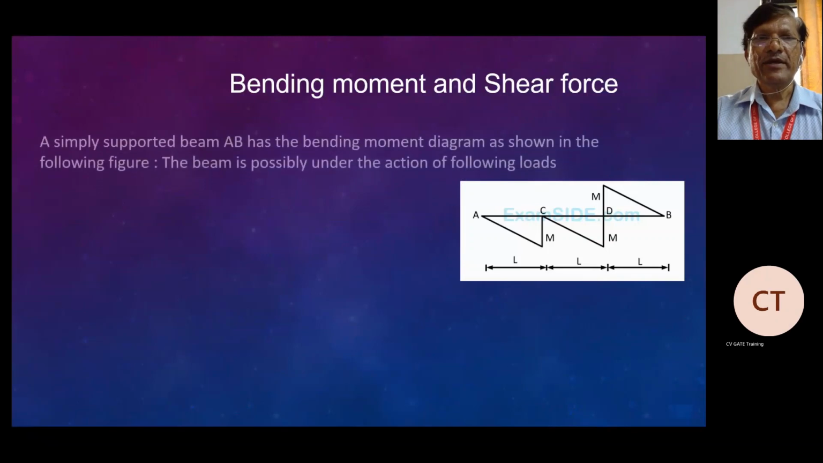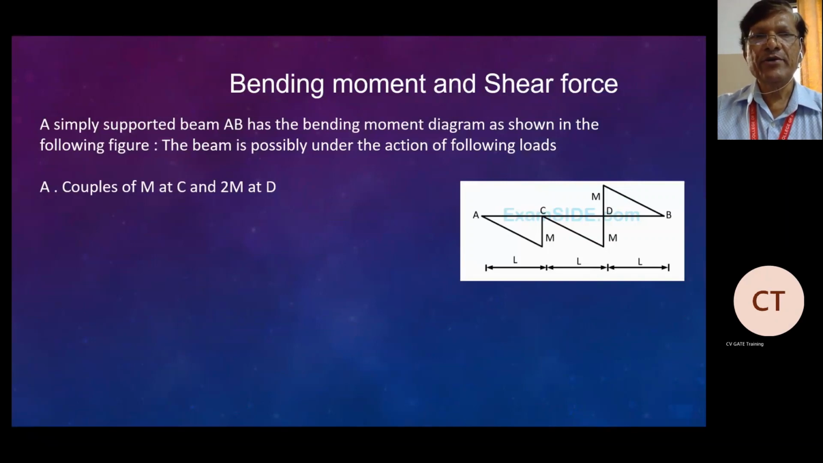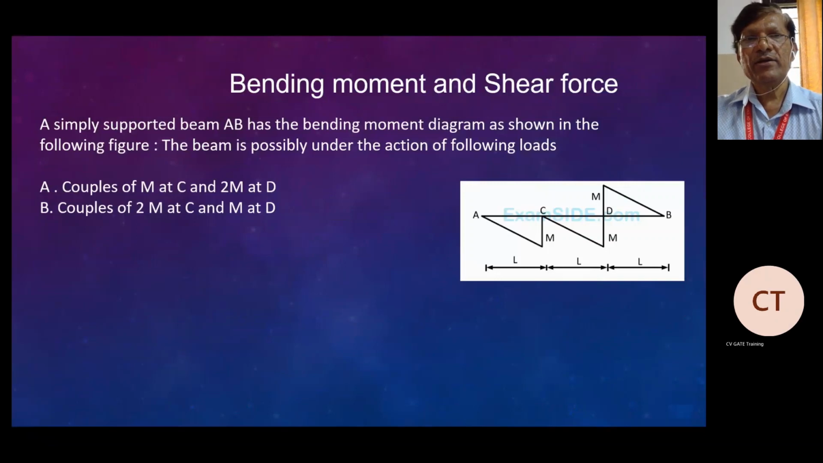So similarly, we will take this one. The simply supported beam AB has the bending moment diagram as shown in the figure. So the beam is possibly under the action of the following loads. So what are the following loads? It may be having couples of M at C and 2M at D, or it may be a couple of 2M at C and M at D.